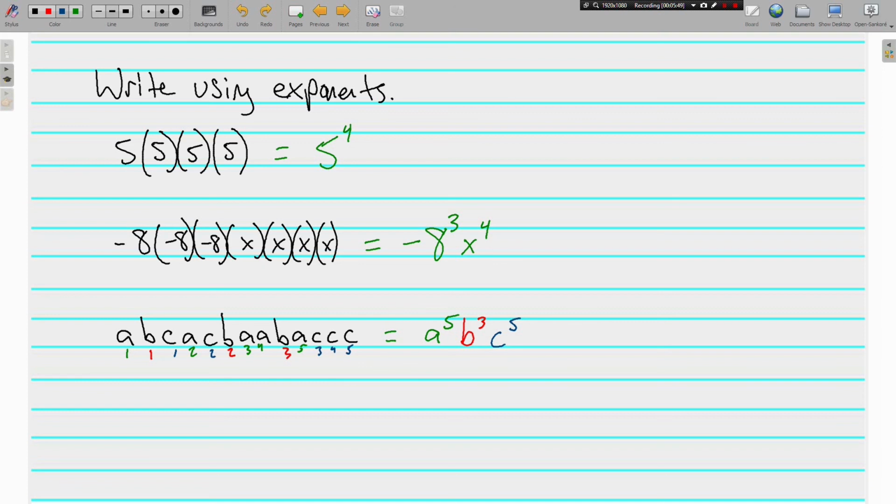So to rewrite using exponents, you're just counting and that becomes your exponent. That's only going to work when everything is being multiplied. Exponents have to do with numbers being multiplied, not added, not subtracted, not divided, multiplied.